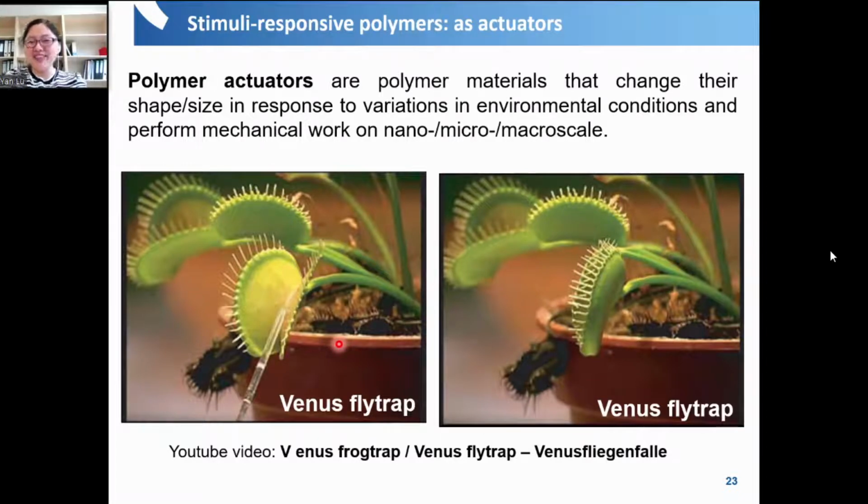And I do see that they have a kind of stimulus on the leaf. When you touch this small needle on the leaf, then they will close immediately. And this is called a kind of actuator. And polymer systems can work similarly. Normally when we talk about polymer actuators, they are polymer materials that can change size or shape when you have a variation in the environmental conditions. This is based on such kind of mechanical work.